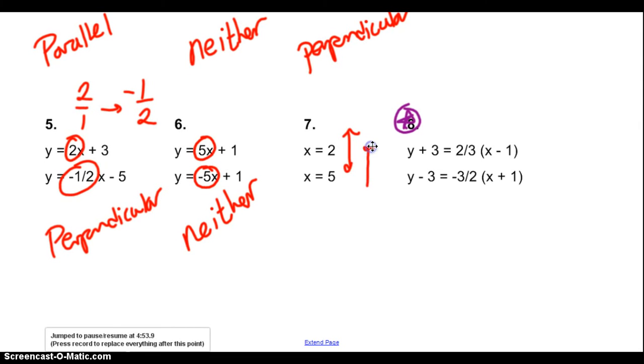For 7, we've got x equals 2, which is usually a vertical line, and x equals 5, which is again another vertical line. They both have that same undefined slope going straight up. So those are going to be parallel.